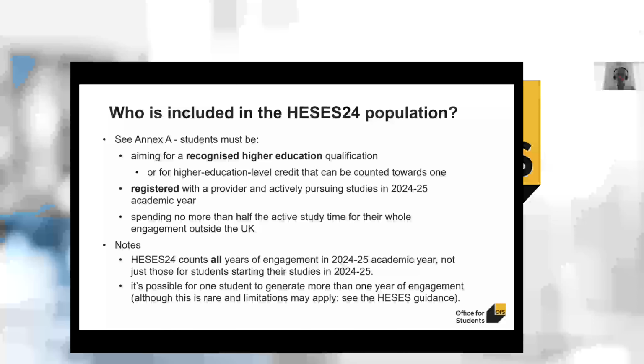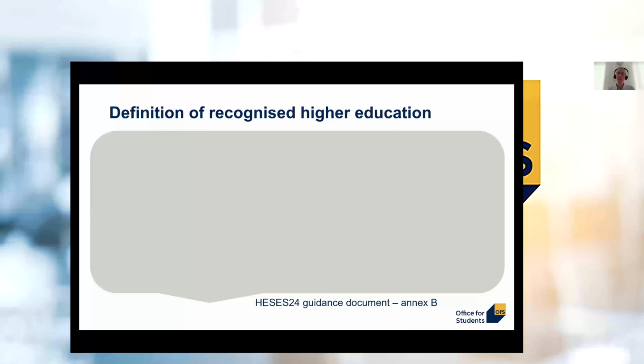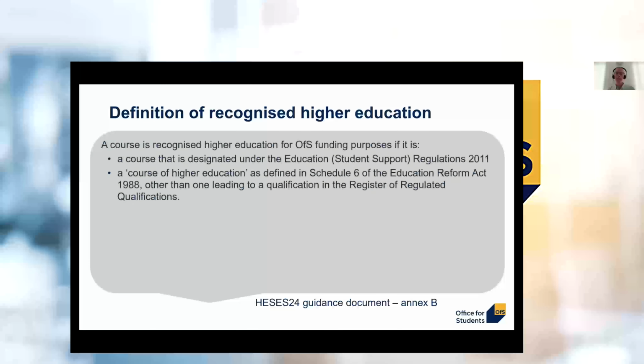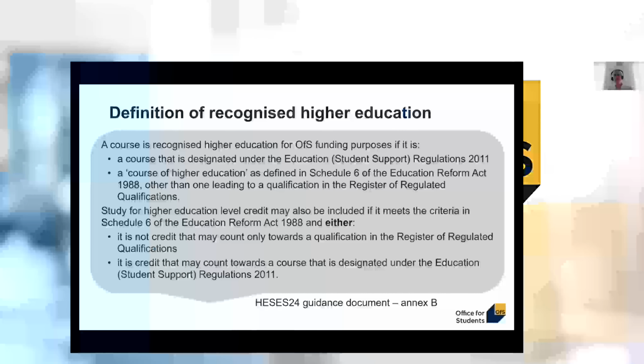I said that we'd go back to discuss what we mean by recognised higher education for OFS funding purposes. So for this, we turn to the HESES guidance again, where we find the definition that we use in Annex B. This derives from the Higher Education and Research Act of 2017, which is known as HERA, which we talked about in our introductory presentation. Now, I won't read this in the top half there, or this in the bottom half, because these are two very wordy pieces of text that both cite the Education and Student Support Regulations 2011 and the Education Reform Act of 1988, but mainly because they are also in the HESES guidance document in Annex B.